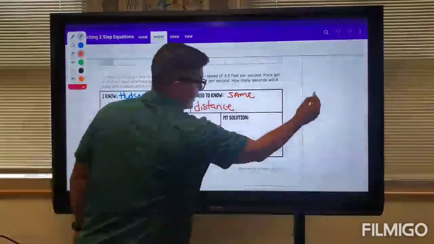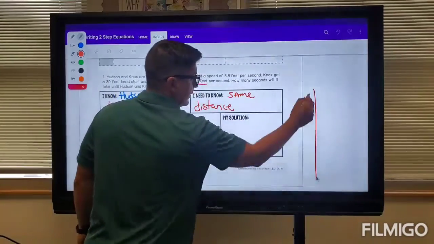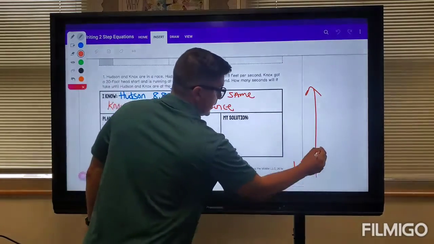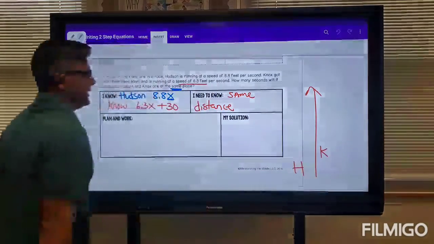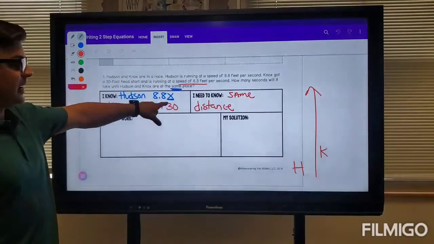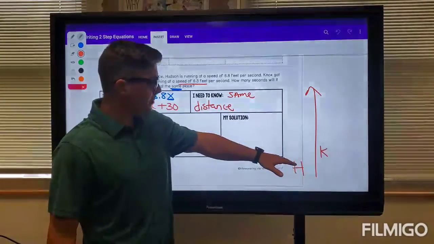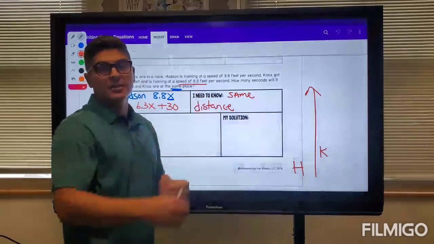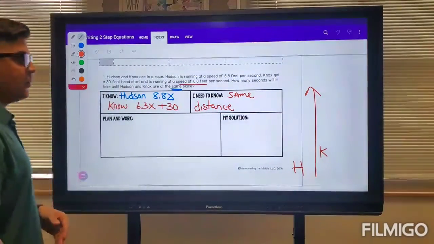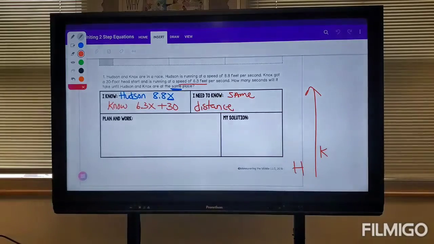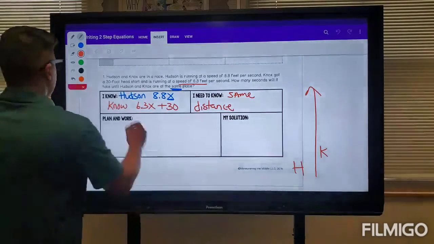So if you have a race, okay, we have Hudson and we have Knox, but Knox is ahead. But if you look at the speed, Hudson's faster. So eventually what's going to happen is Hudson is going to be equal with Knox, and then Hudson is going to be ahead of Knox. We want to see when they're going to be tied. When are they going to be at the same exact place? Well, now we can write an equation.